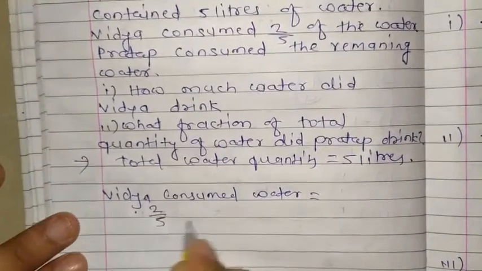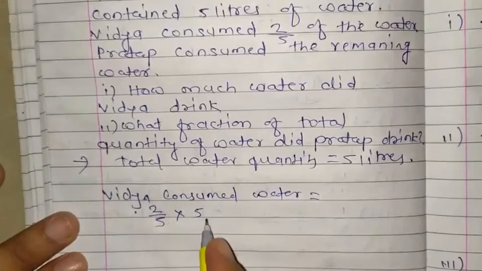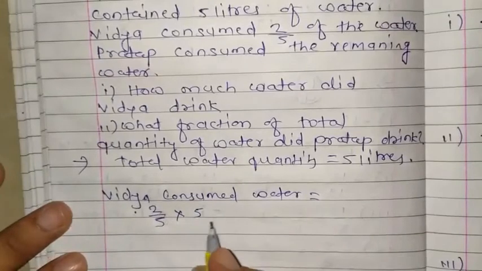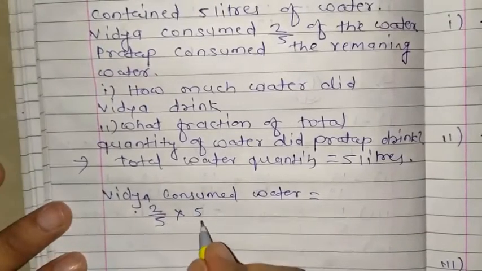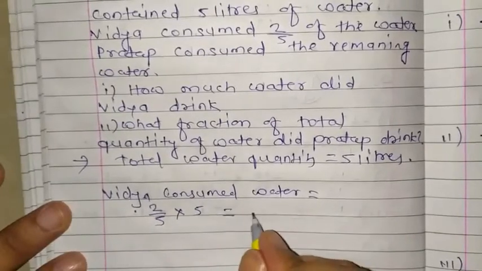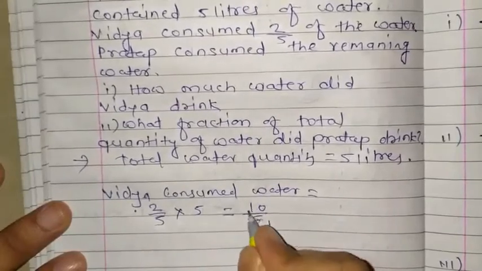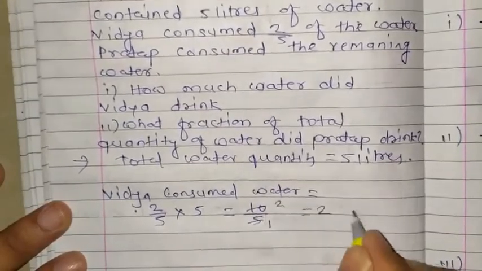2 upon 5, you write as it is. The water quantity is 5. 2/5 of water means 2/5 of the total water, so the total water is 5 liters. So here you do the calculation. 5 into 2 is 10. Downside 5: 5 ones are 5, 5 twos are 10. So it is 2 liters.